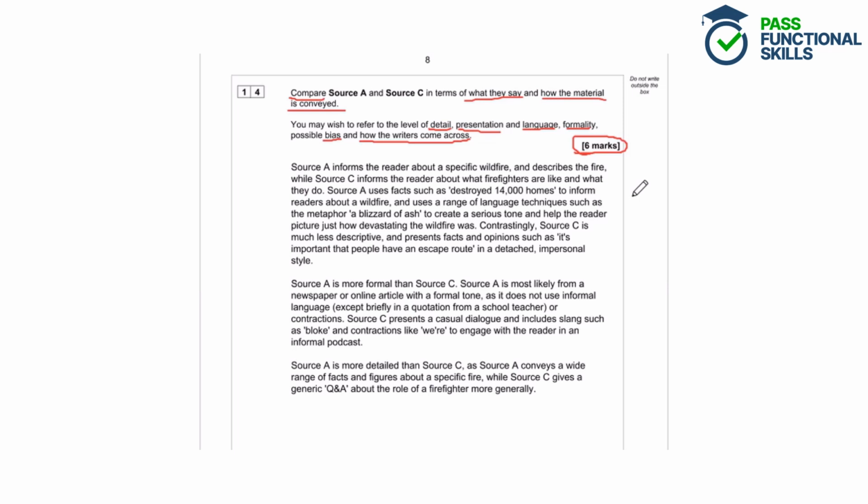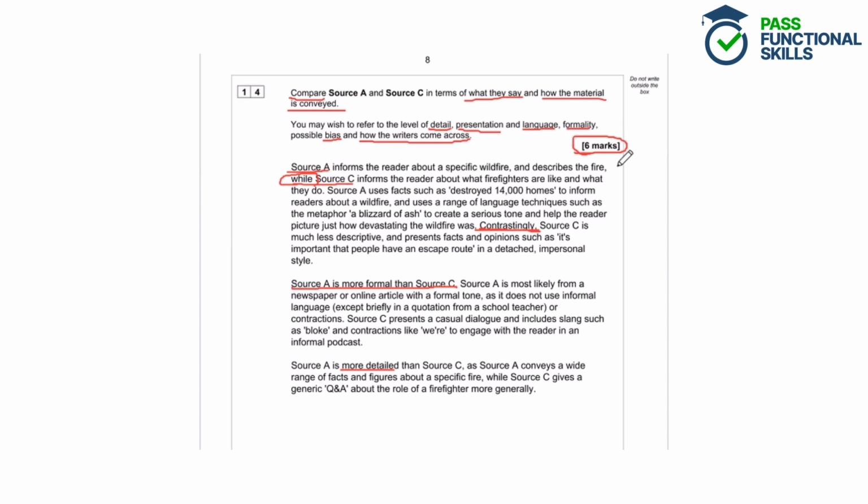So this is a quite detailed answer. You probably wouldn't have to write quite this much, but this is a very good answer for several reasons. So to begin with, both Source A and Source C have been mentioned, and comparative words like "while" have been used to indicate to the examiner that the student is comparing. So "while" suggests a difference, and "contrastingly" suggests differences between the sources as well. And then direct comparisons like "Source A is more formal than Source C" have been used, and "more detailed" as well. So lots of differences have been mentioned here.